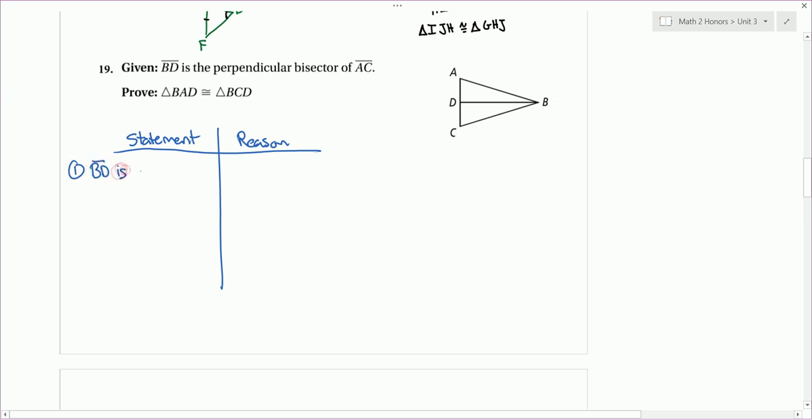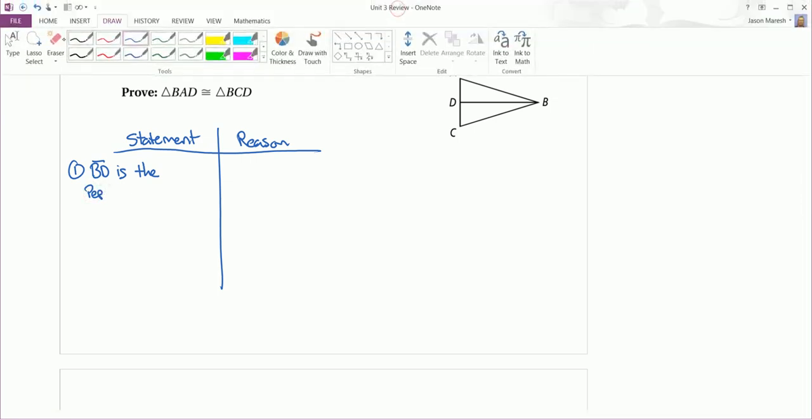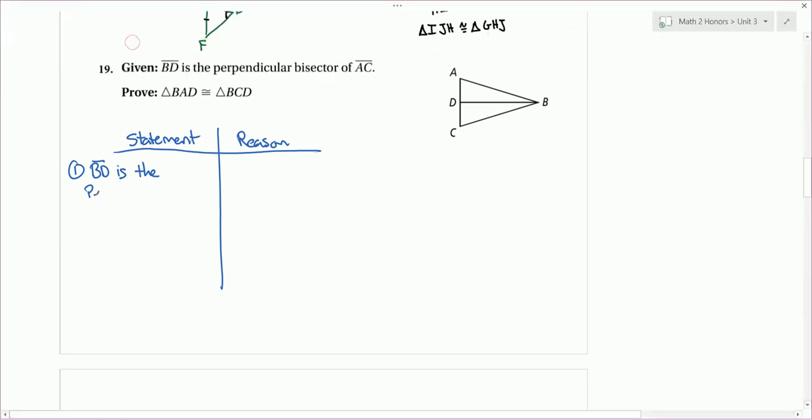BD is the perpendicular bisector of AC. The reason we're writing that down is it's given to us. Second thing, we have a little freedom. We just got to kind of look and have a plan for how we're going to approach this. The two triangles share a side, BD, and so we can say that BD is congruent to BD. That's our reflexive property.